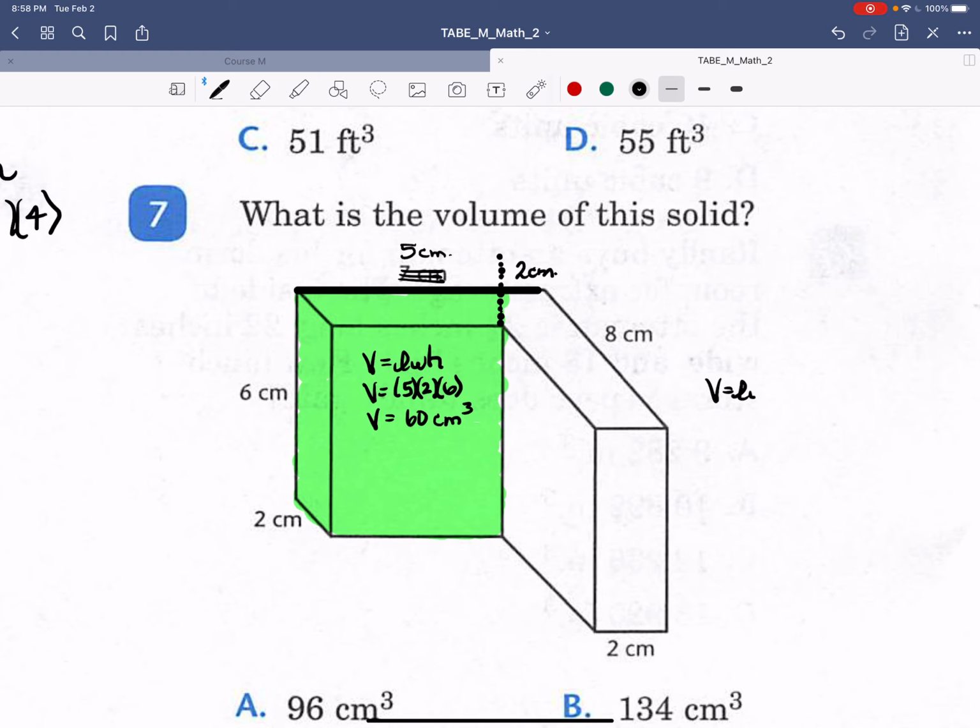And then when you multiply that, I'm going to have 8 times 2 times 6 is 96 cubic centimeters. And then you put the 96 and the 60 together, and that is 156 cubic centimeters. So for number 7, let me check it before. Yes, C is the answer.